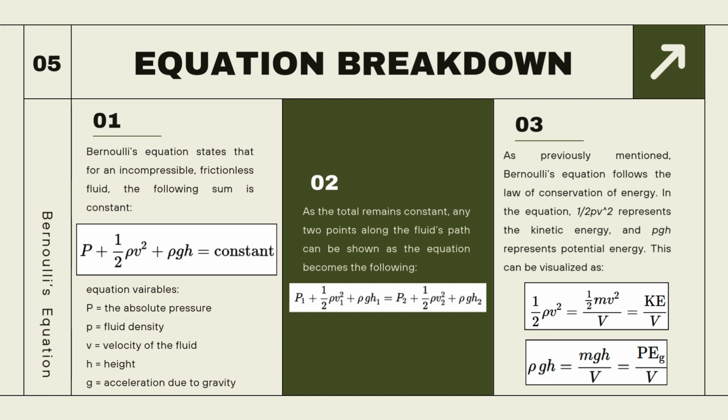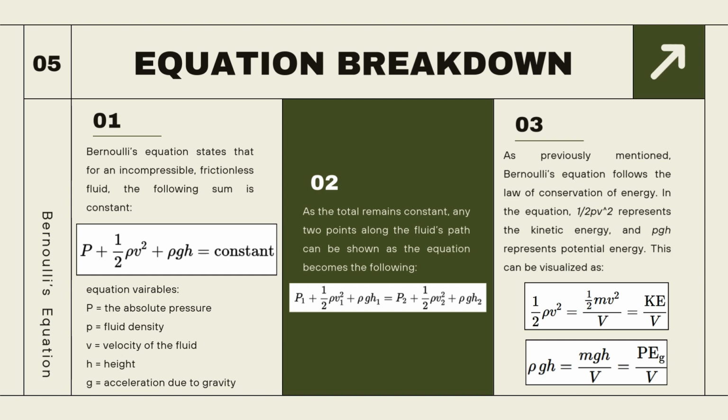So let's take a look at these variables and break down their meanings. First, we have an uppercase P, which represents the absolute pressure of the fluid. Lowercase ρ represents the fluid's density, lowercase v the velocity of the fluid, lowercase h the height, and lowercase g we know to be the acceleration due to gravity, which is also a constant value.